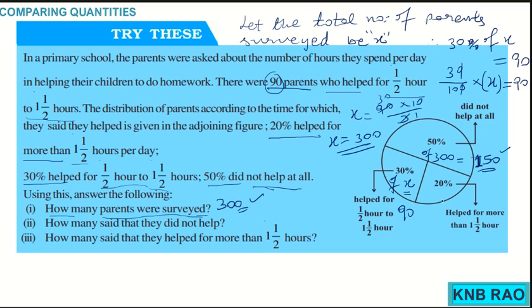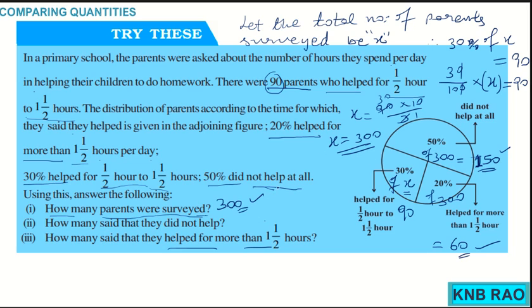Next, 20% of 300, how many said that they helped for more than 1.5 hours, that is only 20%. 20% of 300 will be 60. You know how to find. This is how we solve the question.